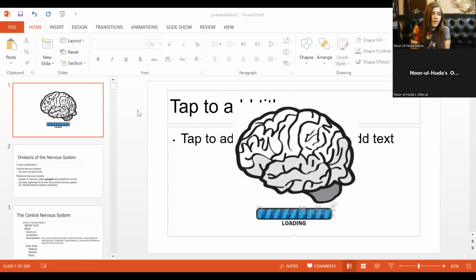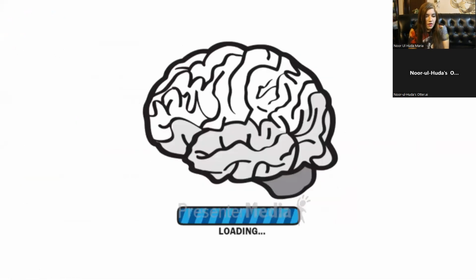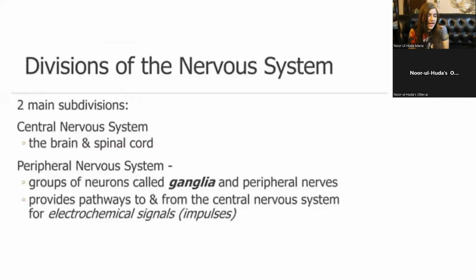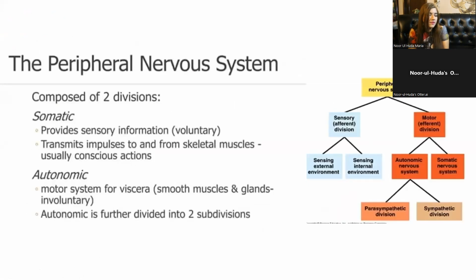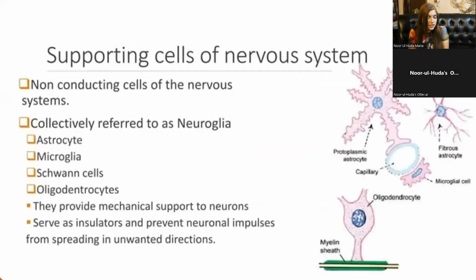Here we are just going to go through briefly a little bit of revision and introduction. When we say the nervous system, there are two subdivisions: the central nervous system that comprises the brain and the spinal cord, and the peripheral nervous system that comprises ganglia and peripheral nerves. The brain has parts: cerebrum, cerebellum, diencephalon, and the brainstem, comprised of midbrain, pons, and medulla. The peripheral system comprises the somatic and autonomic divisions.